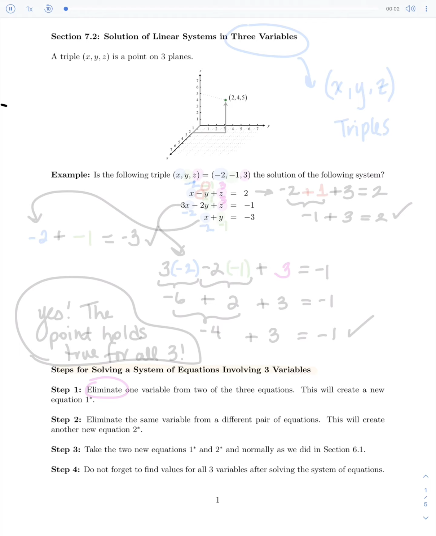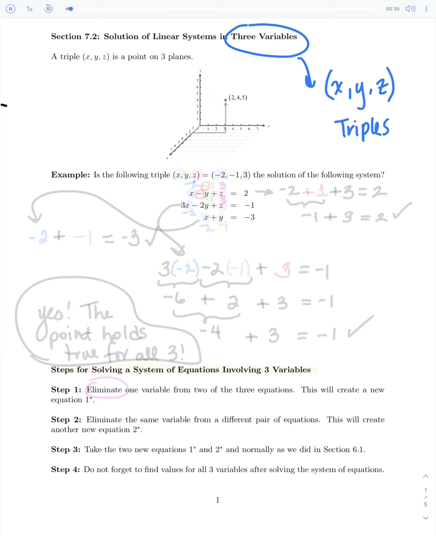In section 7.2, we're going to look at systems of linear equations with three variables. When we say three variables, we mean instead of just an x and a y, we'll have an x, a y, and a z. So most of our answers will actually look like points where we have an x, a y, and a z. So our points will have three parts. Sometimes these are called triples.